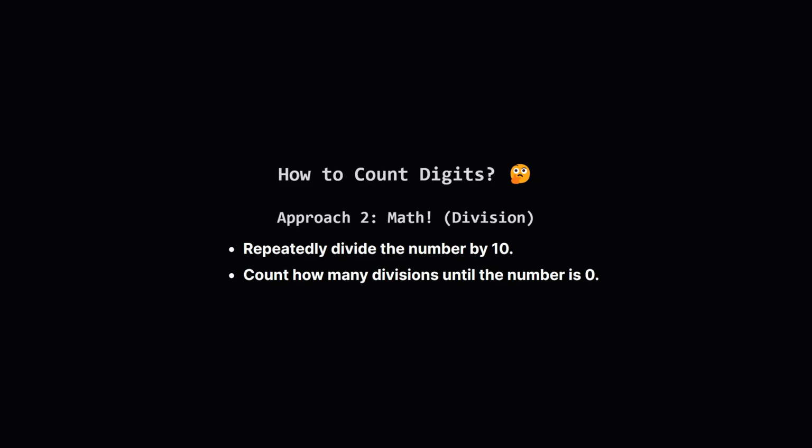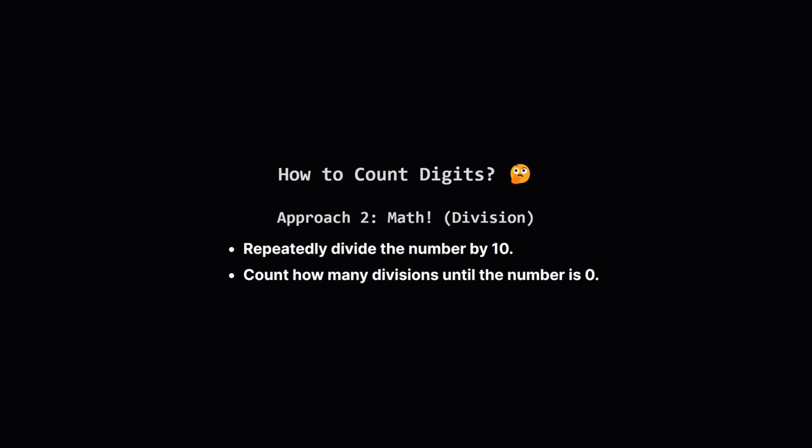Okay, what if we don't want to convert to strings? Can we do it with just math? Yes, think about how our number system works. If you have a number like, say, 7896, and you divide it by 10 using integer division, where you drop any remainder, you get 789. Divide by 10 again, you get 78. Again, you get 7. One more time, you get 0.